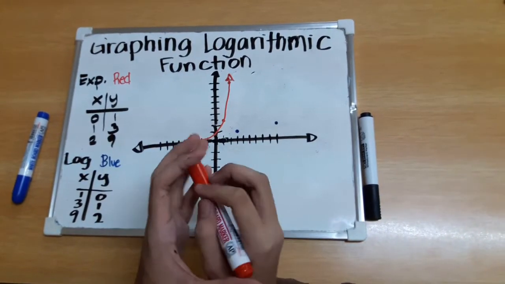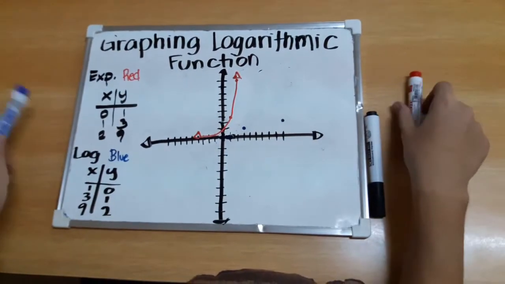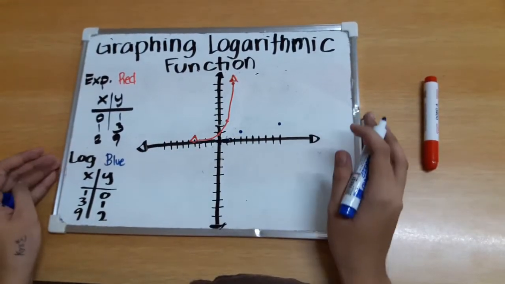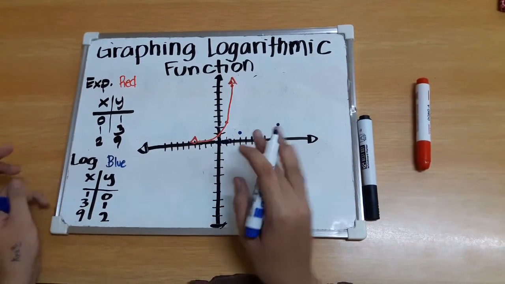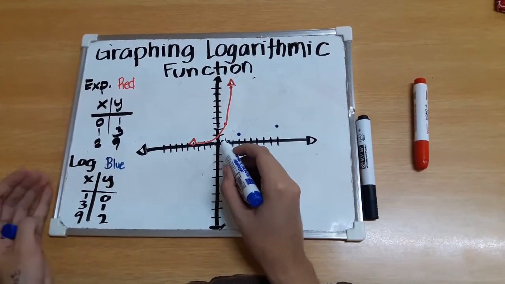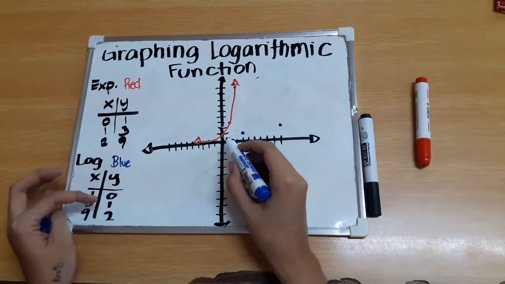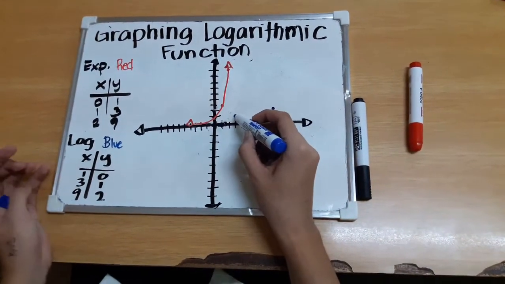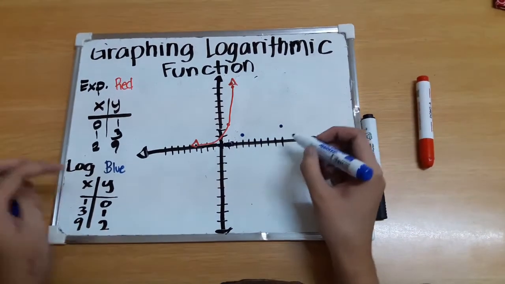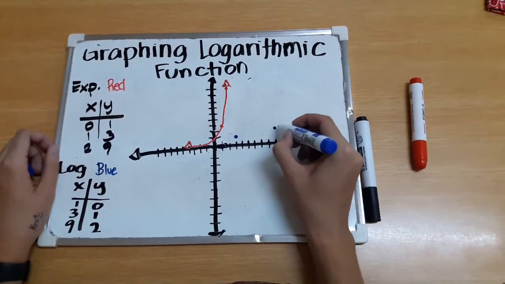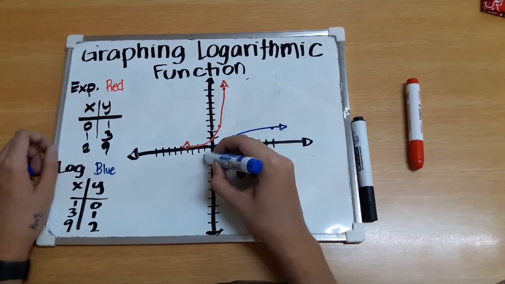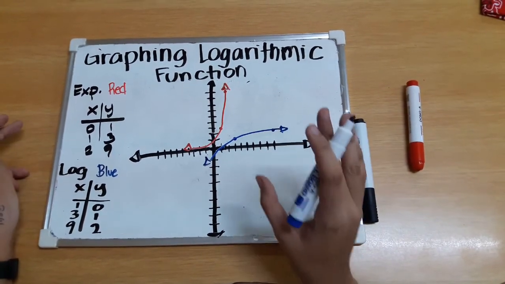Next, the logarithmic function. Domain is 1, the range is 0 right here. The domain is 3, range 1 right here. Domain now is 9 and the range is 2. It's right here. So there you have it. Now that's how you graph a logarithmic function.